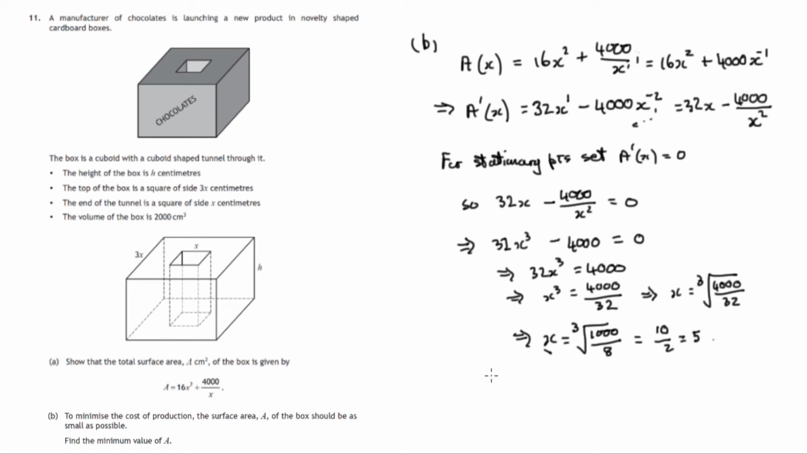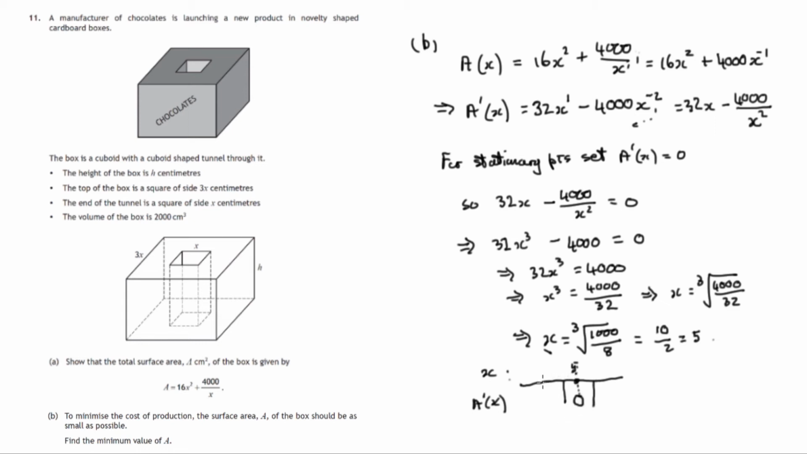Is this a minimum stationary point? Well, let's draw a table of values. So there's a number line with the value of x being 5. Let's look at the value of a dashed of x. Well, we know when x is 5, a dashed of x has a value of 0.